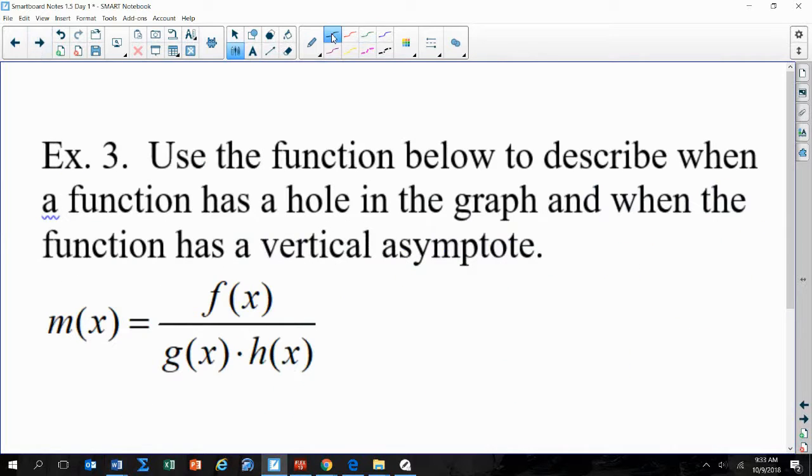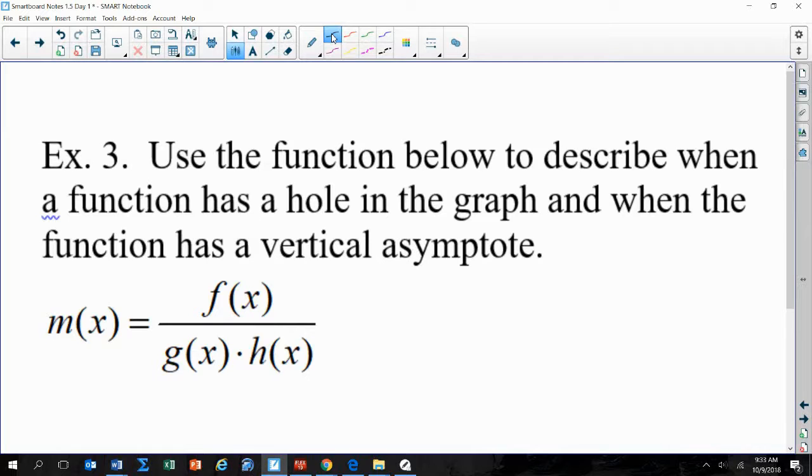Okay. Use the function below to describe when a function has a hole and when a function has a vertical asymptote. Someone tell me, when are you going to see a hole? What happens? Boom. When a factor in the denominator cancels with a factor in the numerator. Hole. Right? Where am I going to see a vertical asymptote? When a factor in the denominator doesn't cancel with a factor in the numerator. Right? You could look at those factors that are left in the denominator.